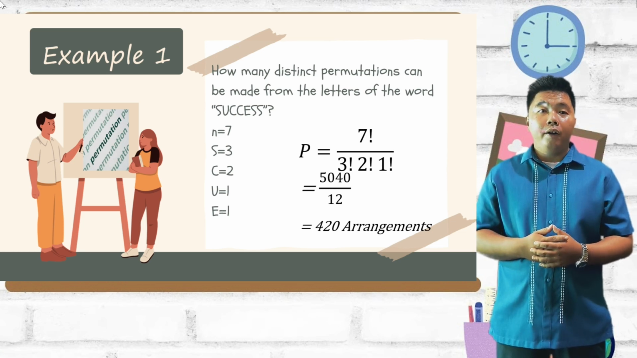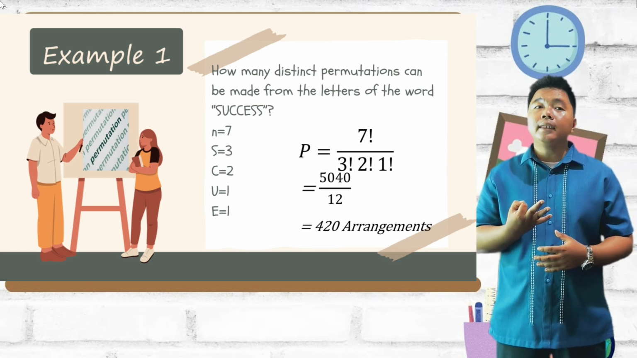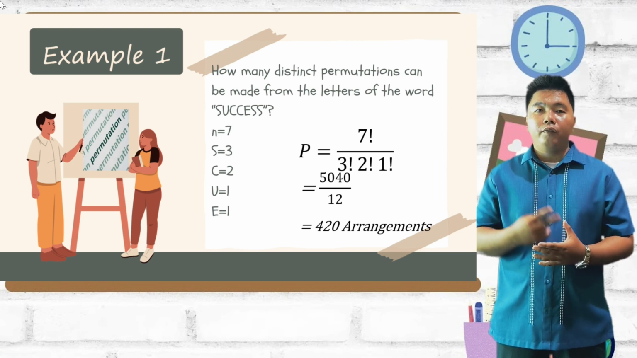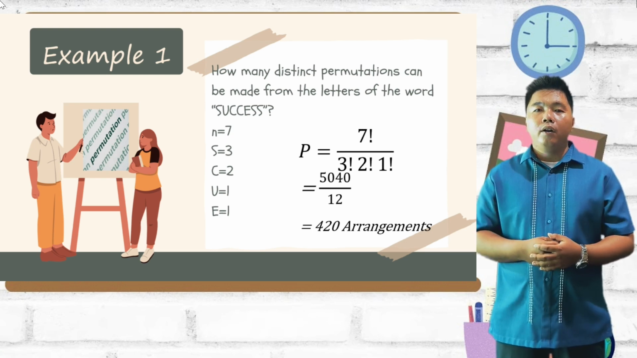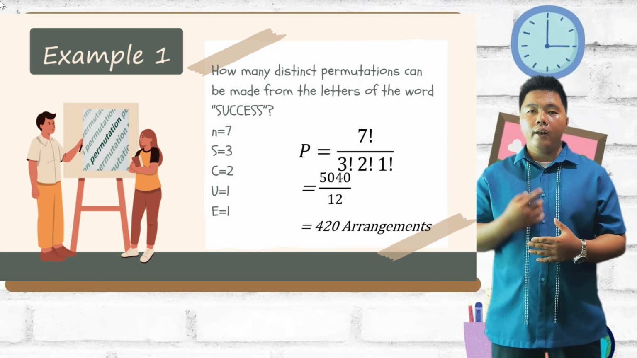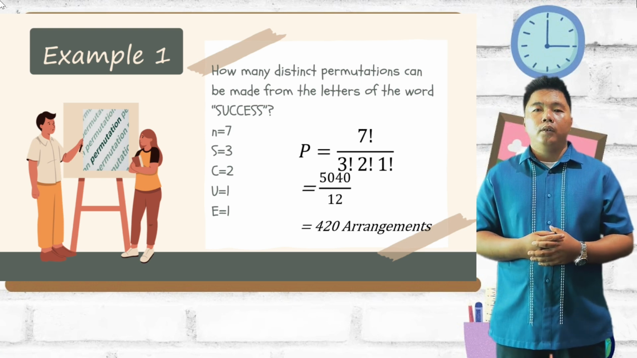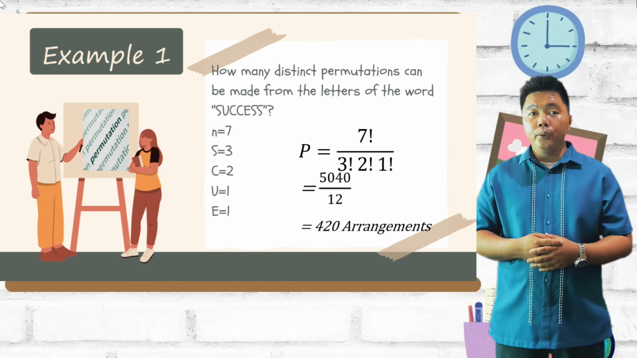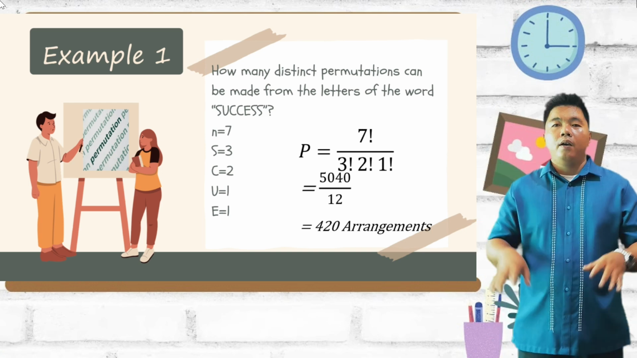So for S, we have 3 letter S's. For our C, we have 2 letter C's. And for U and E, it has 1 for both. So we have 1 letter U and 1 letter E.